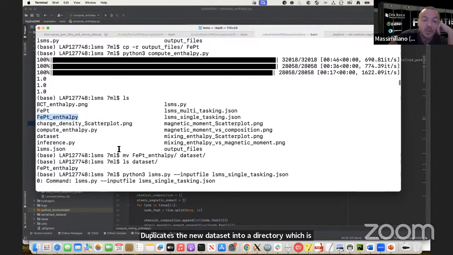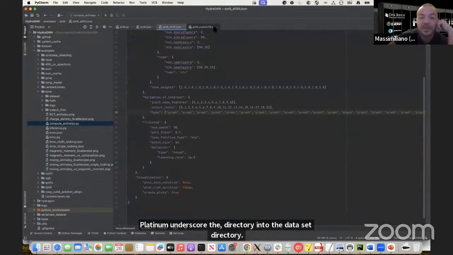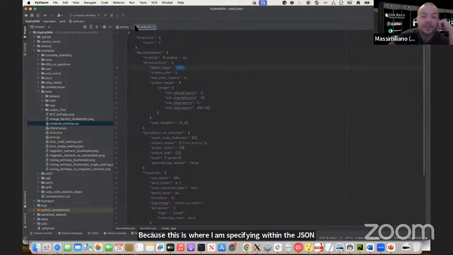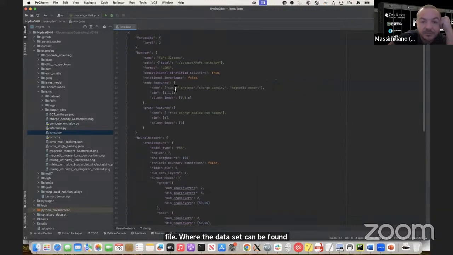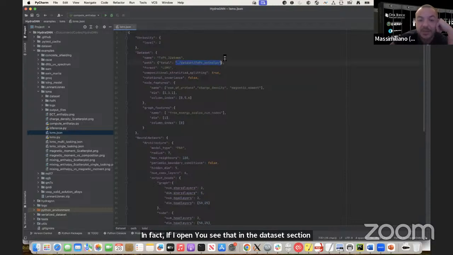ironplatinum_enthalpy. Once you have done this, you are going to move the ironplatinum_enthalpy directory into the dataset directory, because this is where I am specifying within the JSON file where the dataset can be found. In fact, if I open LSMS JSON, you see that in the dataset section of the JSON file, I say that the data is available in dataset/FePt enthalpy.